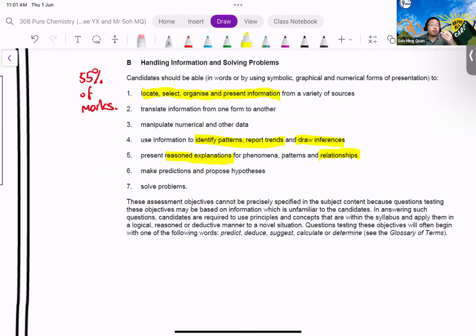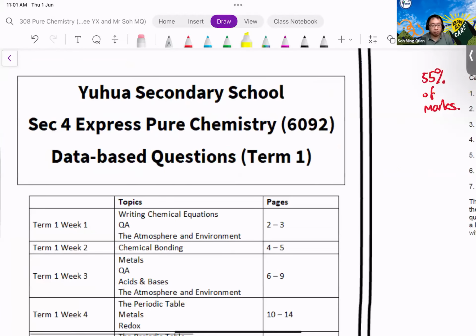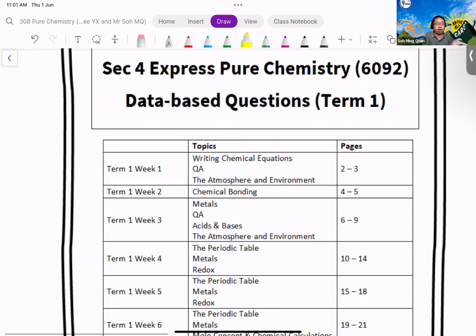Now, if you look back at your database questions for term 1, they are not randomly selected. I did not select them randomly. They correspond to these 7 skills. You don't have to copy down, it's inside your content library. I'm just going to quickly tell you what the skills are. Term 1, week 1 is skill number 1, locating and selecting info. This is in the form of a flow chart.